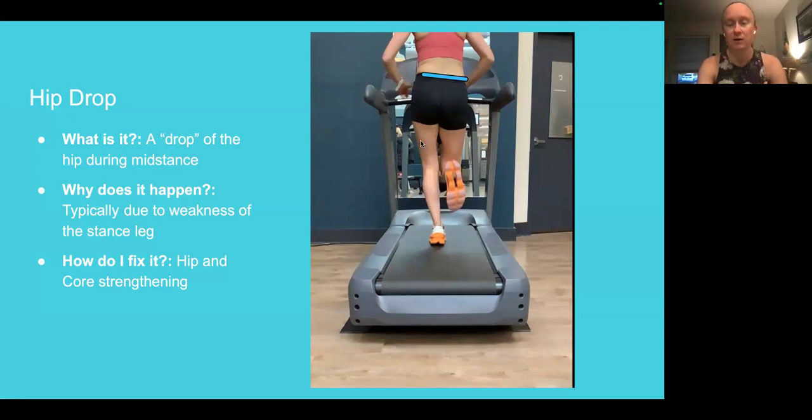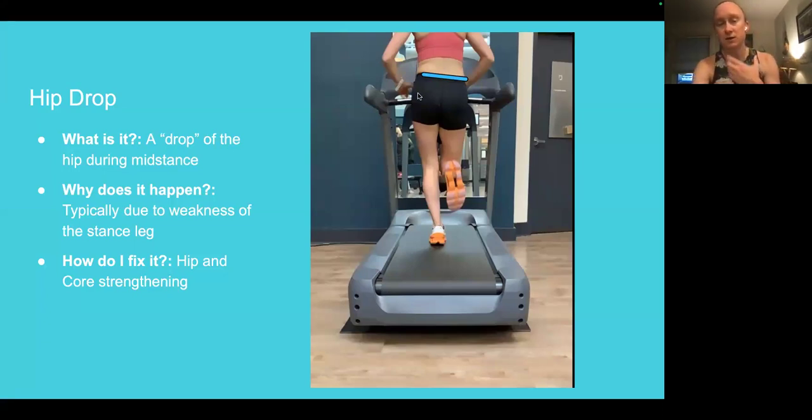So in this runner here, we are seeing a drop of the right hip, which is related to weakness of the left hip. And so on the left side, for this runner, this means that the left gluteus medius, one of our glute muscles, is not doing its job of keeping our pelvis level. Its job is to keep the two sides of our pelvis level in single leg stance. And so if it's not doing its job, we're going to see that drop here.